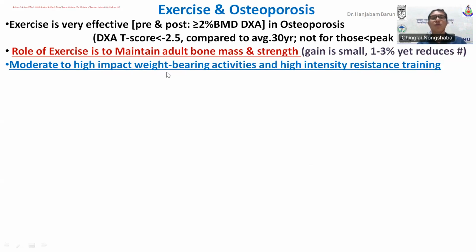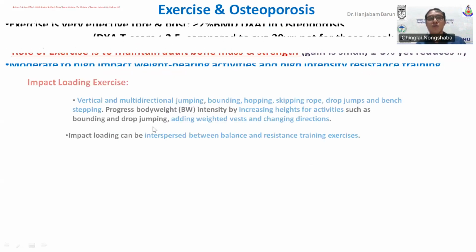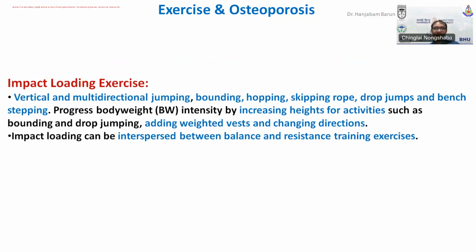Moderate and high impact weight bearing activity and high intensity resistance training are very useful, as we have already seen. And there are different types of exercise, for example high impact loading exercise. We have to understand what impact loading exercises are. They are basically vertical and multi-directional jumps, different types of jump, hopping, skipping, drop jump, and bench stepping. You can also design the progression by increasing the height, using a weighted vest, or changing direction.